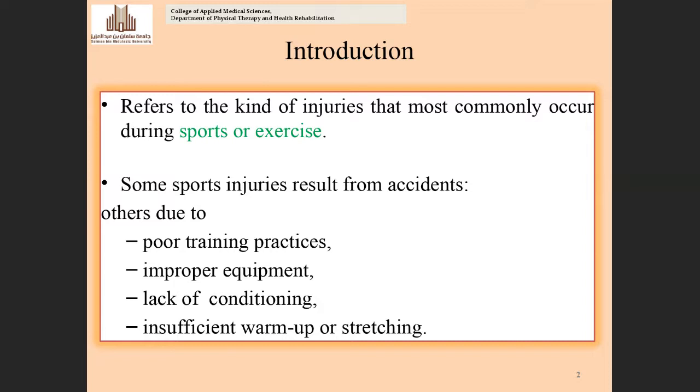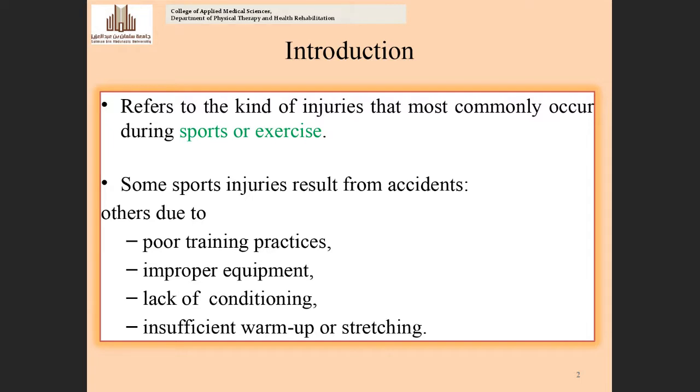So let's see the definition of sports injuries. It refers to the kind of injuries that most commonly occur during sports or exercise, right? So how do sports injuries differ from other musculoskeletal injuries? There is a significant difference between musculoskeletal injuries and sports injuries. These injuries occur during sports, during any type of games or play activities, or during exercises.